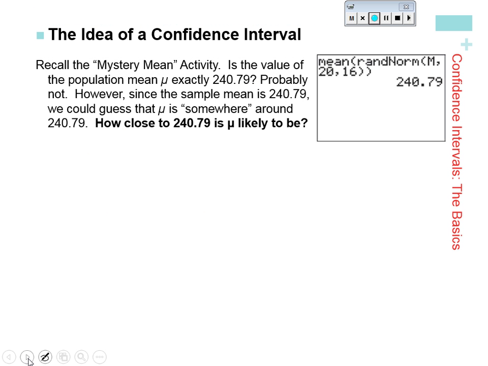So now some different things with confidence intervals, and I'm referring back to this mystery mean again. The value of the population mean is not exactly 240.79. That was the value that they got from the sample size of 16 from that population. So now, since once again sampling has variability, the chances that the mean is exactly that number is not very good. So the question then becomes, how close to 240.79 is the population mean likely to be?